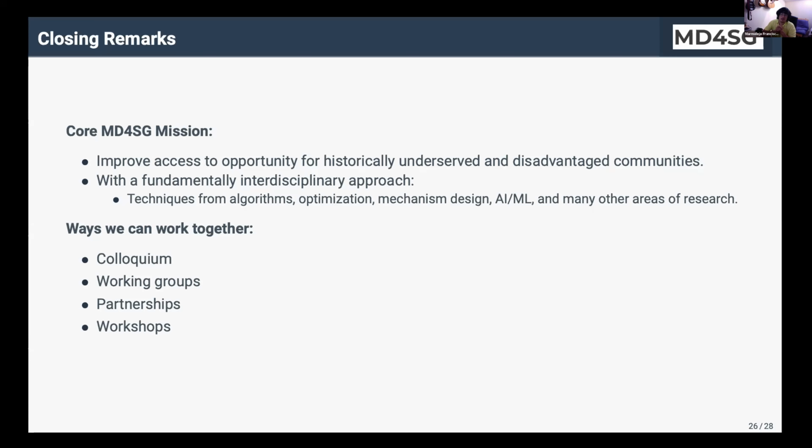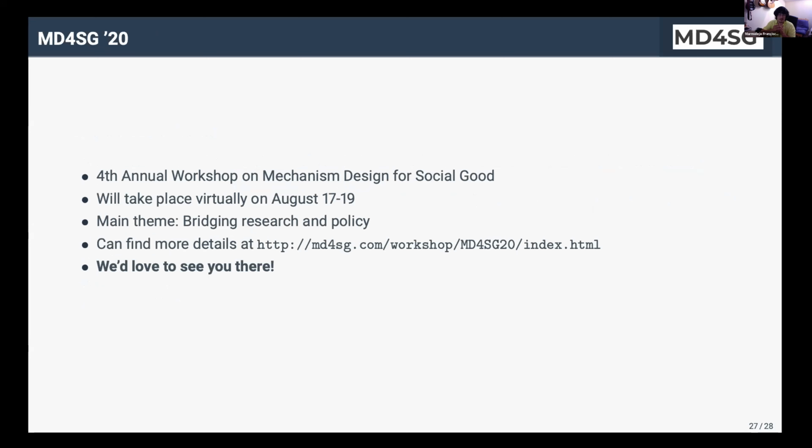Finally, I'd like to mention the workshop activity side of what MD4SG does, because we have a workshop coming up very soon. We have our 4th annual workshop on mechanism design for social good, which will take place virtually at the end of August. Our focus is on bridging research and policy. Here's a link with more details, but we'd love to see you there.